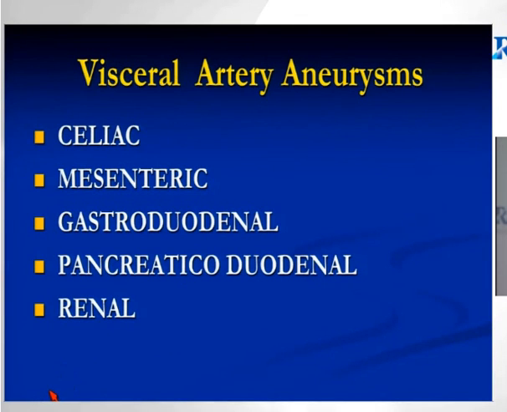I'm just going to finish up now by describing visceral artery aneurysms. Dominic has mentioned these already, but we'll look at the celiac, not specifically the hepatic or splenic, mesenteric, gastroduodenal, pancreaticoduodenal, and renal.